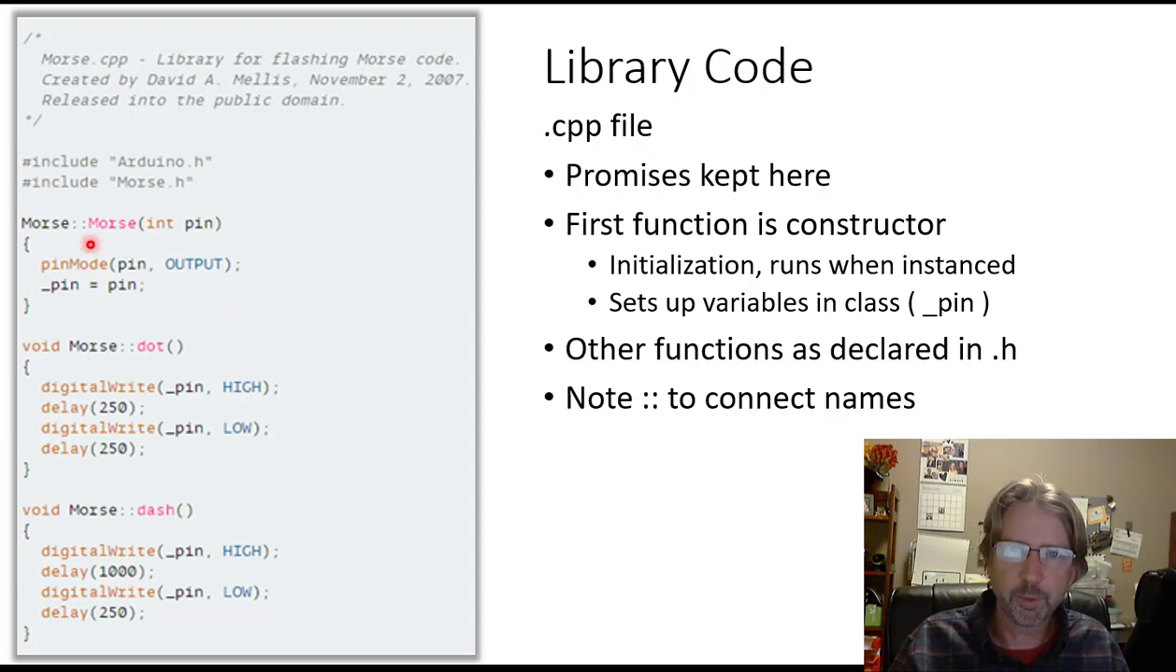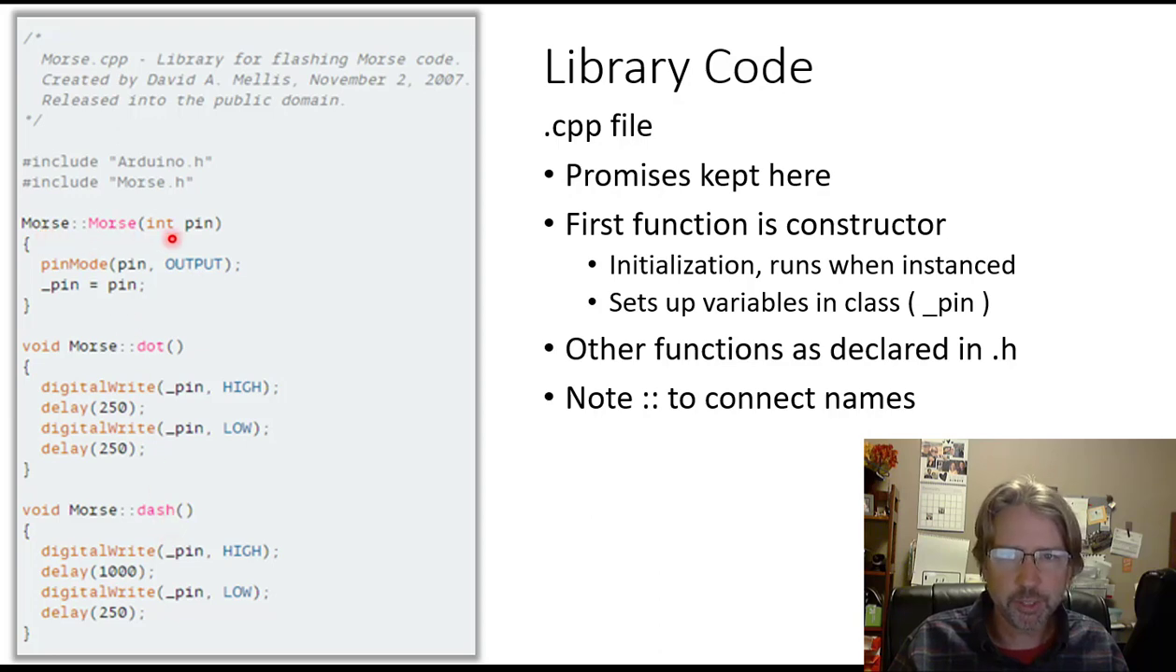So we said we were going to have a Morse function, with a capital M, with an input of a variable named pin that's an integer, and that's the constructor. All of the function names have to be connected to the name of the class, with the name of the class and then two colons. So we just follow that boilerplate template in all of our function definitions. If we look at the .h file, we said we would have a Morse function, the constructor, a dot function and a dash function.